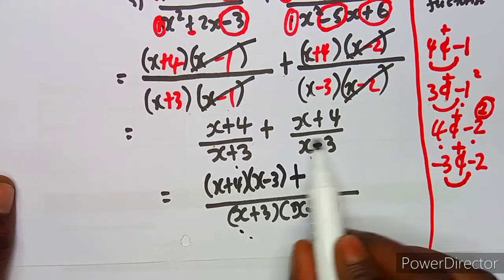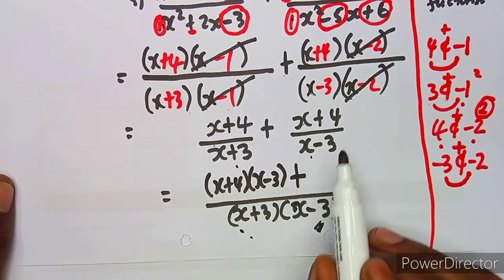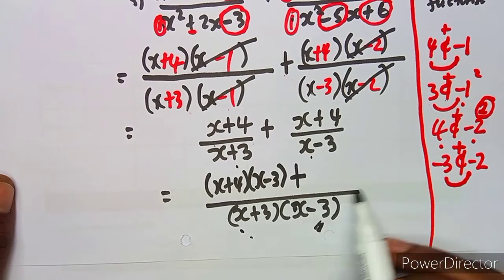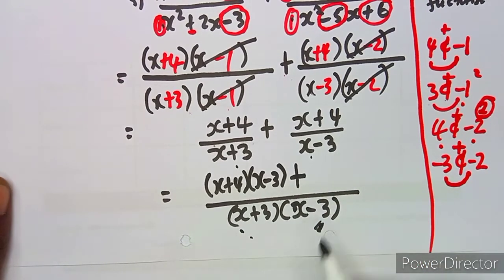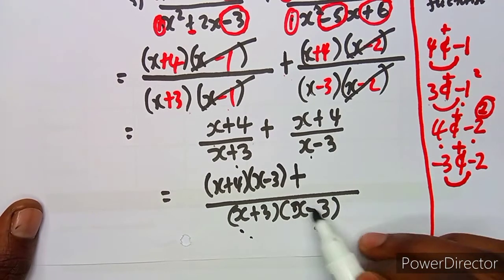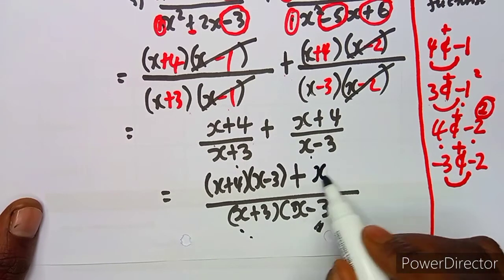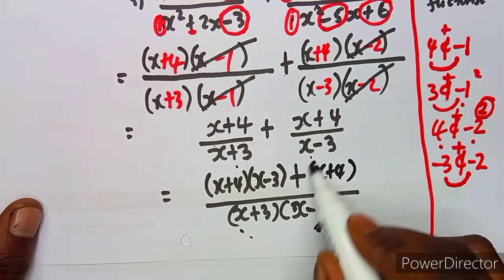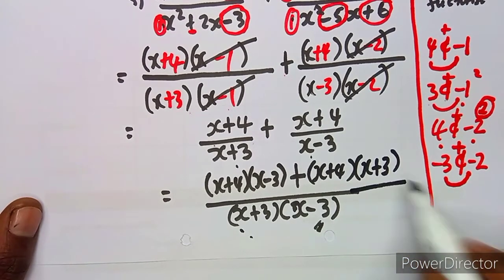Plus, you do the same here. This part here of x, this LCD divided by x minus 3. So x minus 3 and x minus 3, you just imagine cancelling, but don't cancel, just imagine cancelling. So this and this will cancel, which means you're going to be left with x plus 3. So it is going to be x plus 4 times x plus 3, like this. So that is the case.